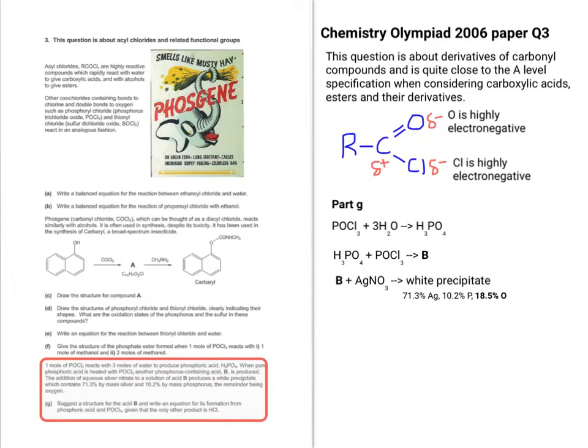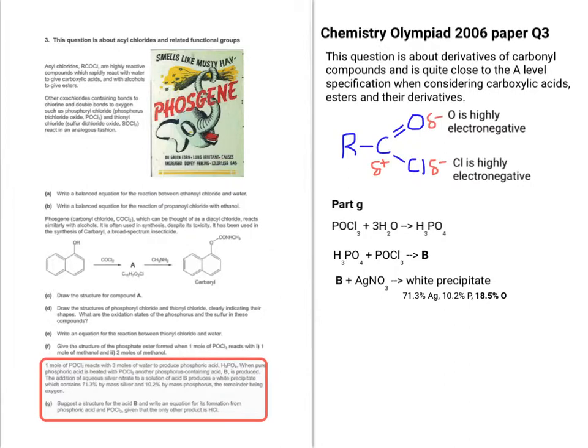So, moving on to the next question. It's a calculation one, and what I've done is I've taken the information in the question and I've turned it into equations. So the first equation, obviously you've got to do something with the chlorides, which I'll come back to in a second. The second equation is simply H3PO4 plus POCl3, giving you an acid called B.